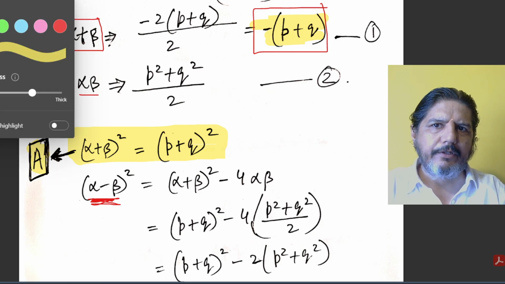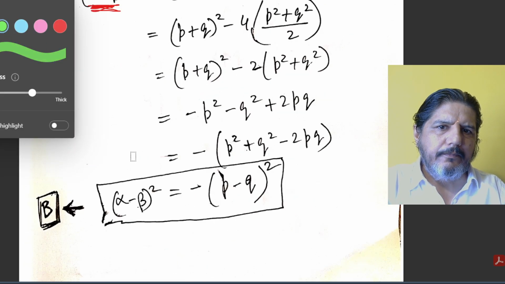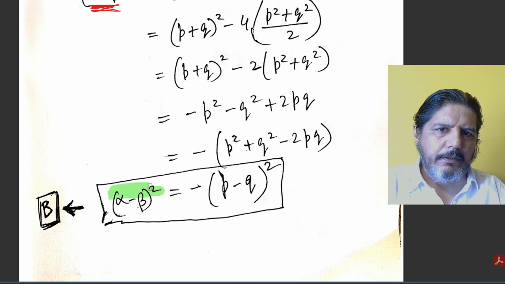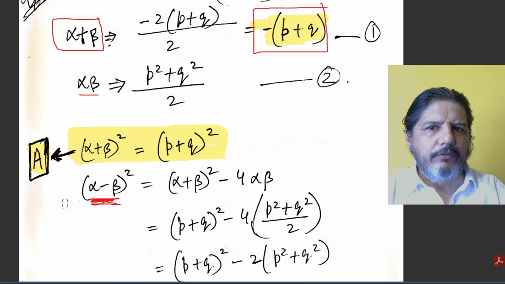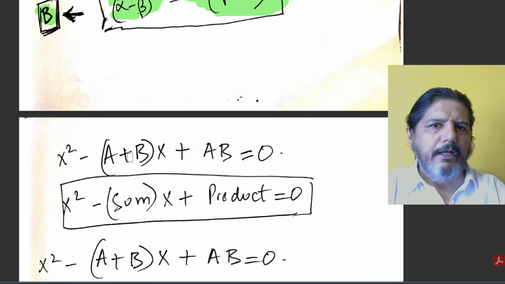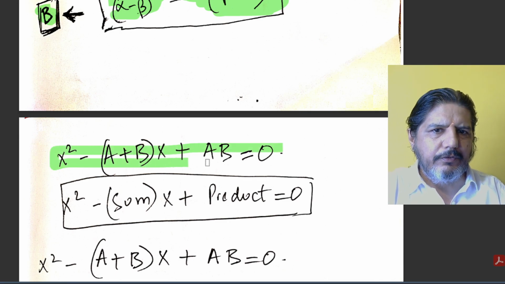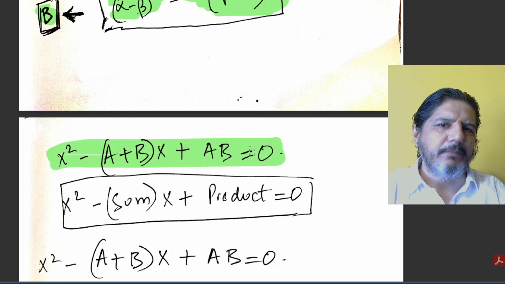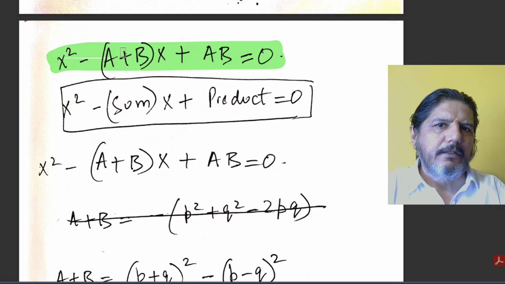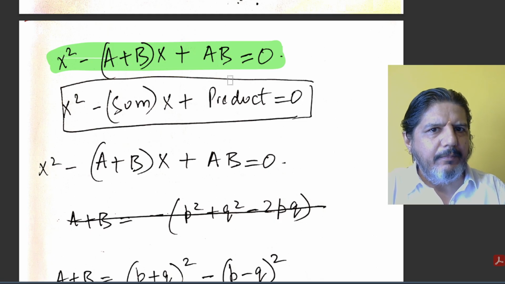And now I want to find the value of B. Value of B is alpha minus beta whole square. I have calculated that the value of alpha minus beta whole square is equal to minus p minus q whole square. So this is the value of capital B I have found. So now I have the value of A, I have the value of B, and now I'll form my equation which is being asked. The equation is x square minus (A plus B)x plus AB. A plus B is the sum, AB is the product.